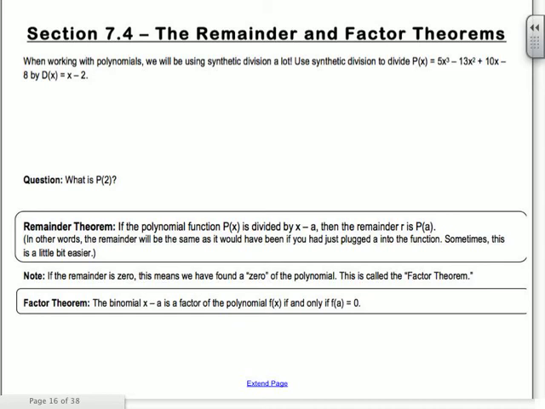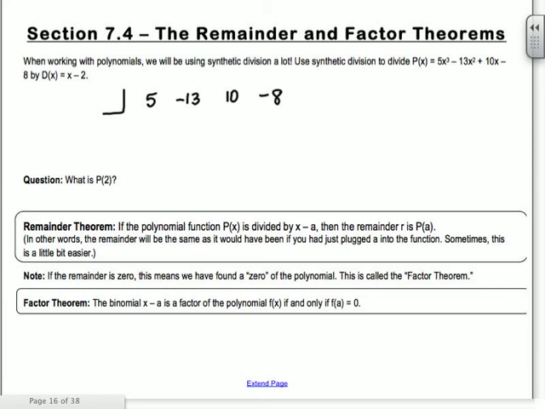All right, let's do section 7.4. It's pretty short. Section 7.4 is on the remainder and factor theorems. So it says when working with polynomials, we'll be using synthetic division. So hopefully you guys all remember synthetic division from first semester. Use synthetic division to divide p of x equals 5x cubed minus 13x squared plus 10x minus 8 by x minus 2. So remember we put our coefficients, so 5x cubed, negative 13x squared, 10x, minus 8.